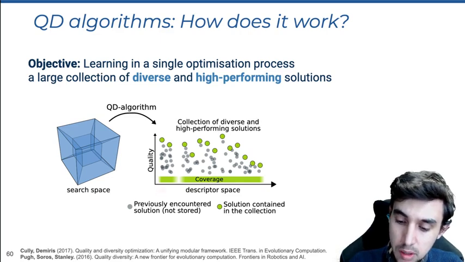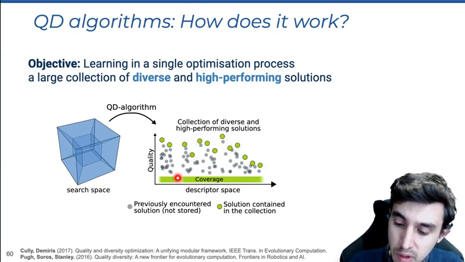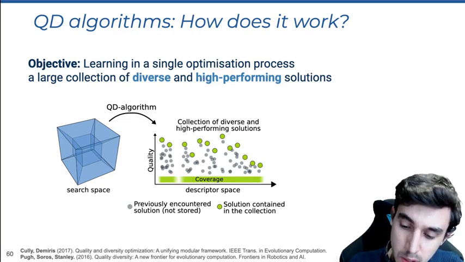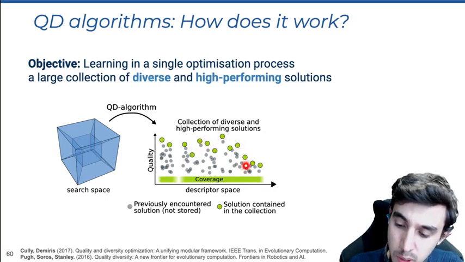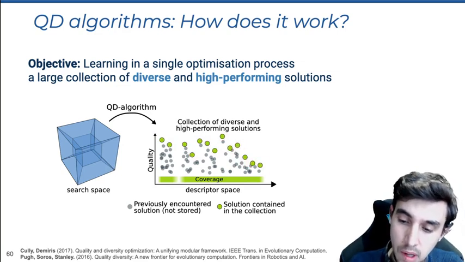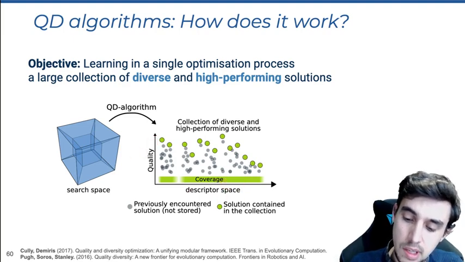For every region of the behavioral descriptor space, we want to have the best solution possible. So we want high diversity by covering this space well, and we also want high performance, because we want the best solution for every region of this space. So we want to only keep the green dots at the top. That's why it's called quality diversity: we improve the quality and the diversity at the same time.